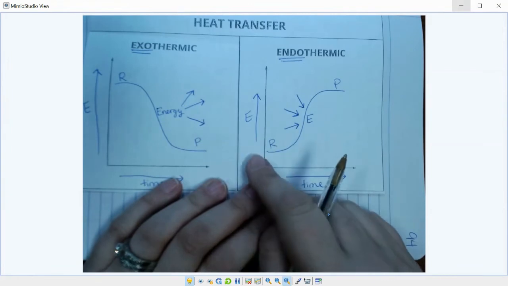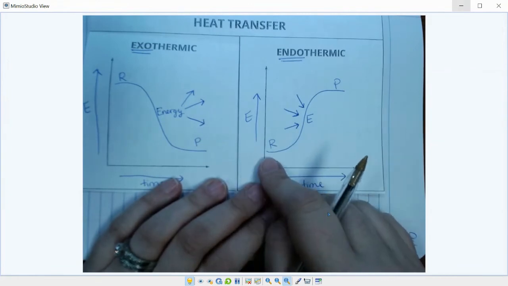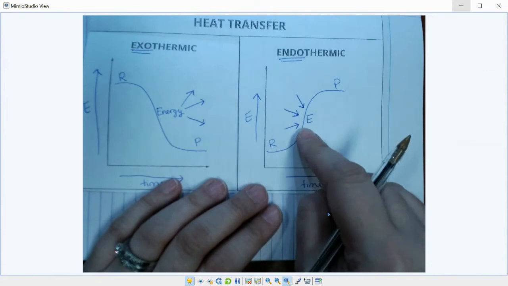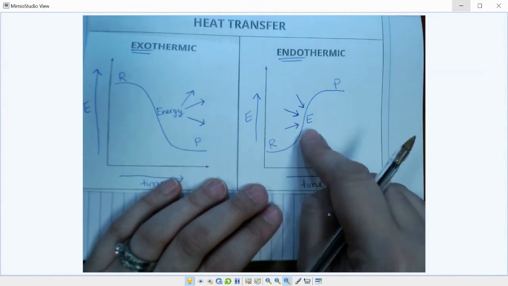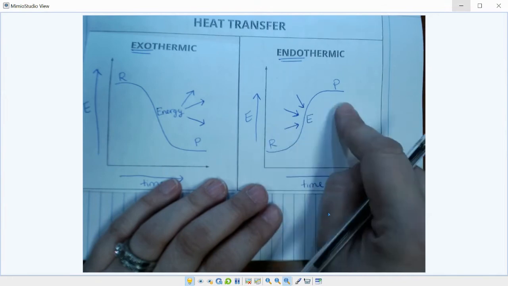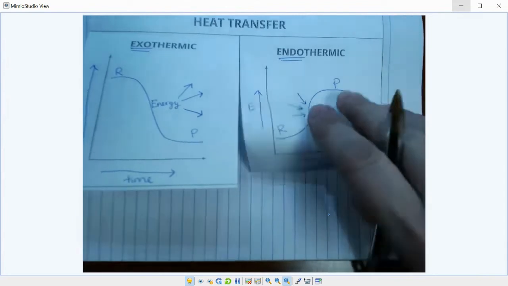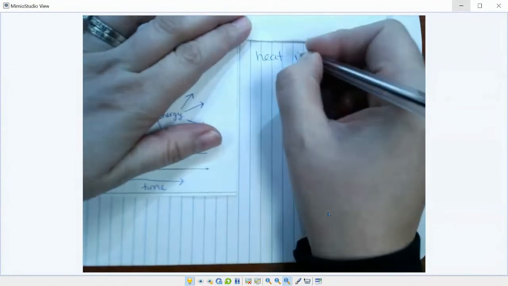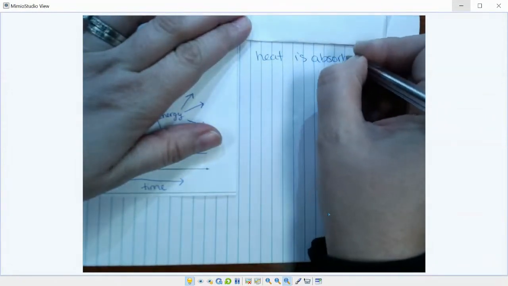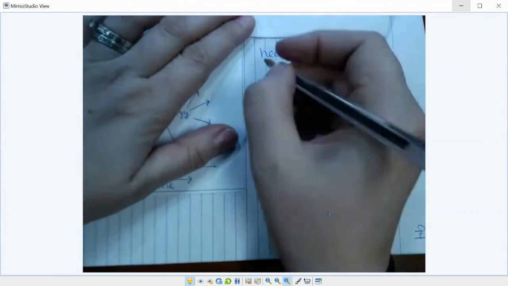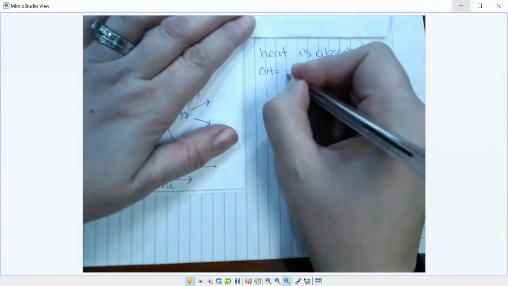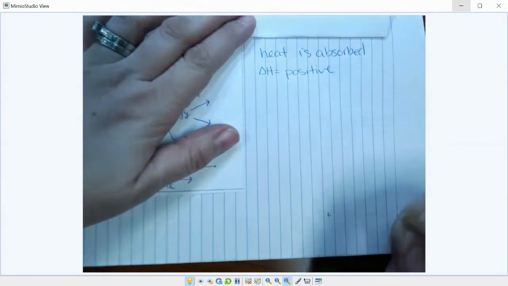Sort of like if you think about holding an ice cube in your hand. Well, that ice cube, that solid H2O, pulls energy out of your hand. So you are putting energy into the ice, and then we get the liquid water, so the products. And so under the flap, this means heat is absorbed. So energy is absorbed.